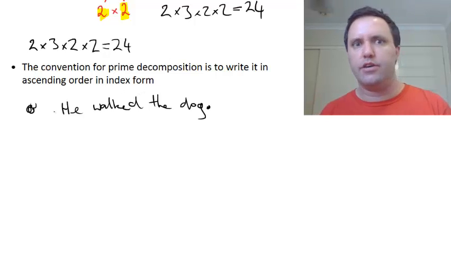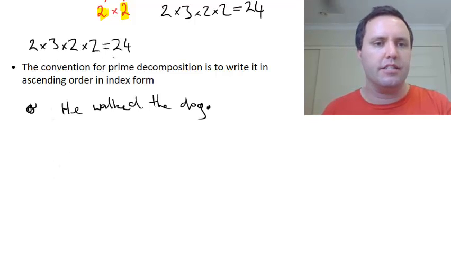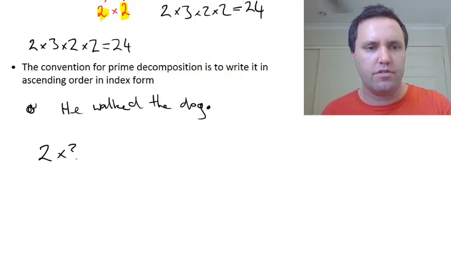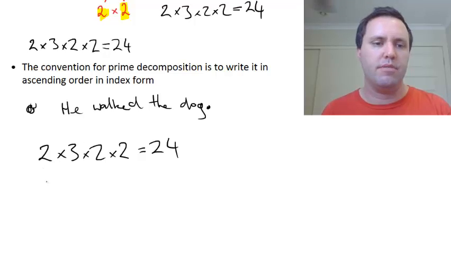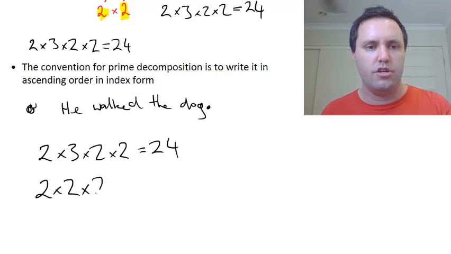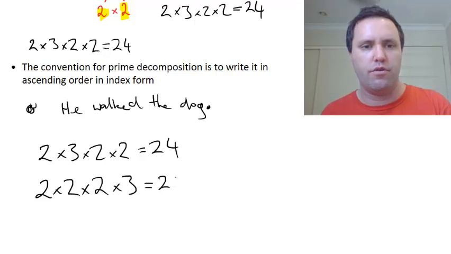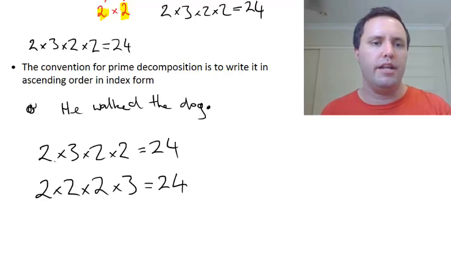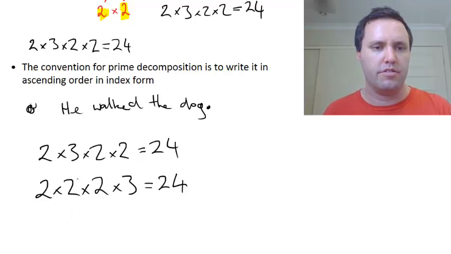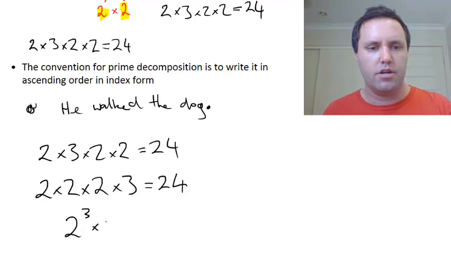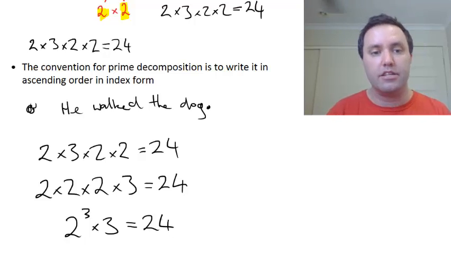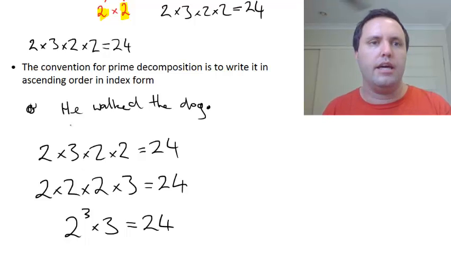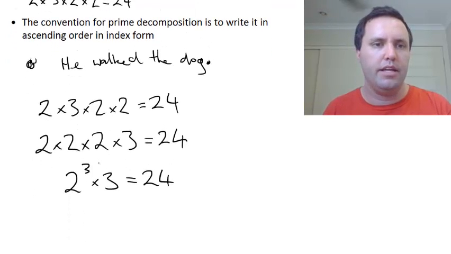It's really ascending order of the base. For instance, let's take our 24. We had it before as 2 times 3 times 2 times 2 is 24. Let's rewrite that with the factors in ascending order: 2 times 2 times 2 times 3 is 24. But we want to write it in index form. We have 3 lots of 2's being multiplied here, so that will be 2 to the power of 3 times 3 is 24. That's how we write our prime decompositions: in index form, ascending order, nice and neatly like that. I hope that made sense.